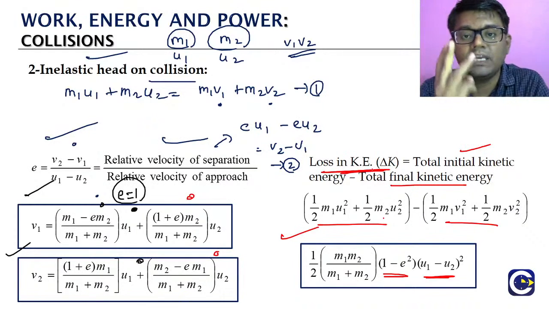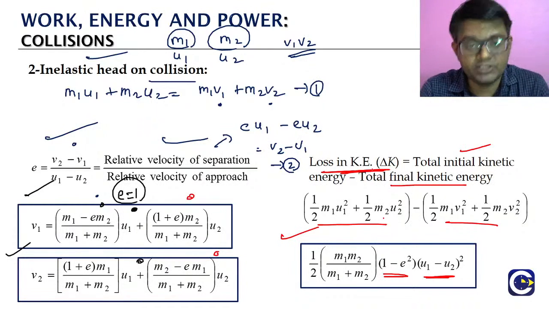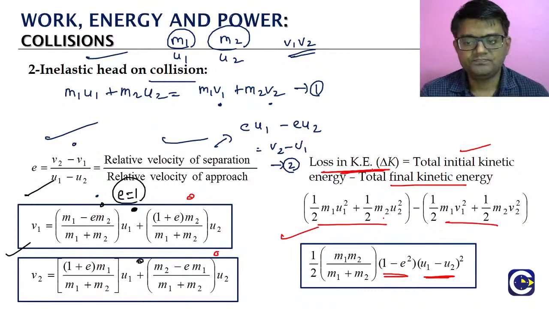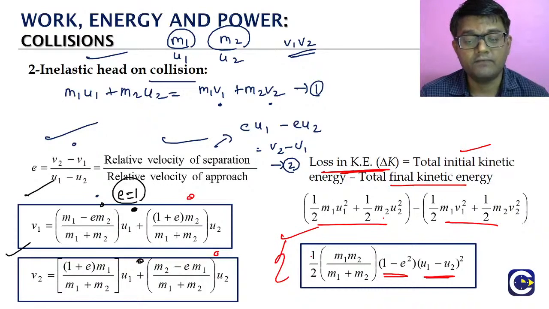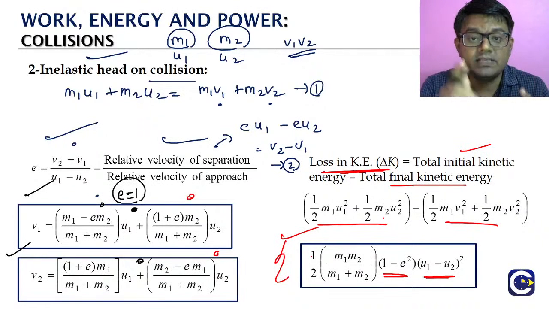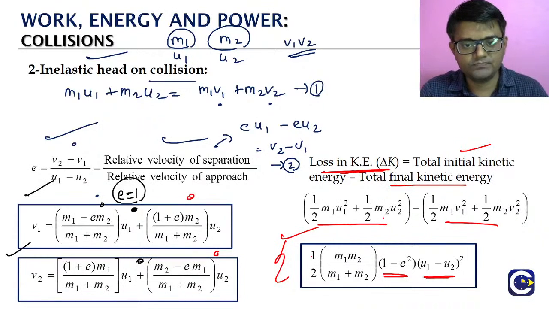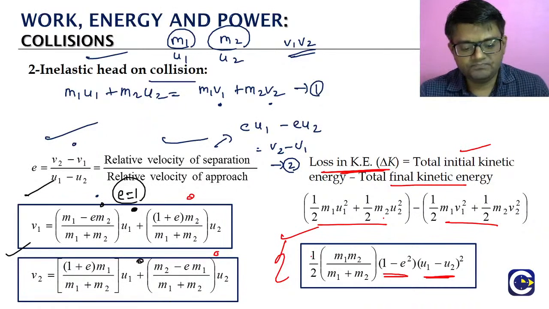Okay, so here we are getting three formulae: velocity 1, velocity 2 for the particles after the collision, then the expression for the loss of kinetic energy. Sometimes in JEE we might have some straight questions asked about the loss of kinetic energy. What is the loss of kinetic energy formula? Half m1 m2 by m1 plus m2 into 1 minus e square into u1 minus u2 the whole square. So this is about the inelastic head-on collision.